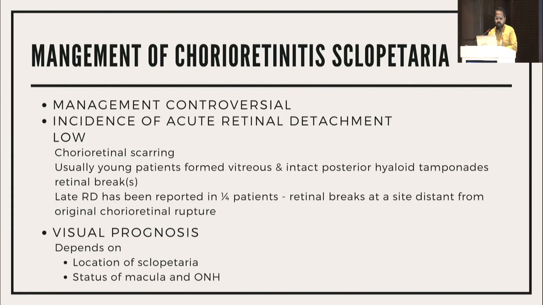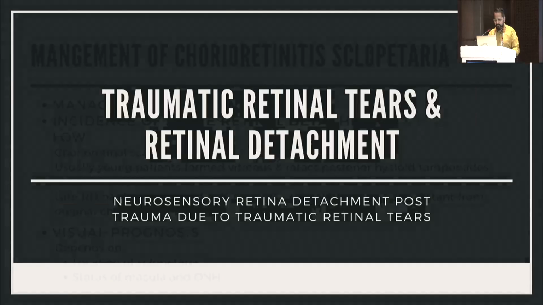The management of chorioretinitis sclopetaria is controversial. The incidence of acute retinal detachment is low. Chorioretinal scarring is usually present. Usually in young patients, formed vitreous and intact posterior hyaloid tamponade the breaks. Late RD has been reported in 1/4 of the patients. Retinal breaks at a site distant to the original choroidal rupture are usually noted. Visual prognosis, as I told, depends upon the location of the sclopetaria and the status of the macula and optic nerve.